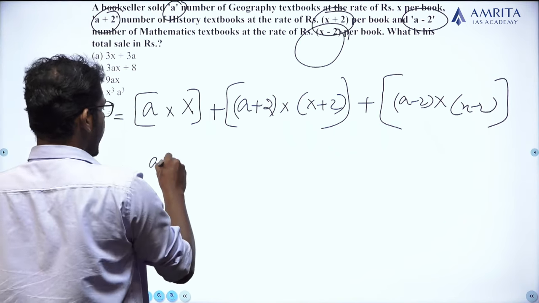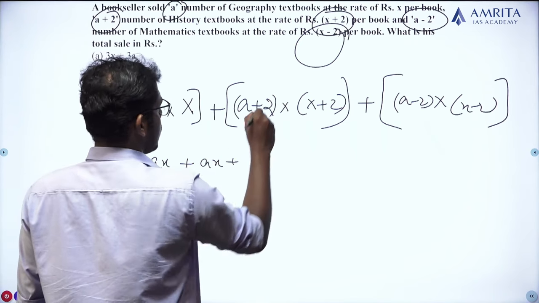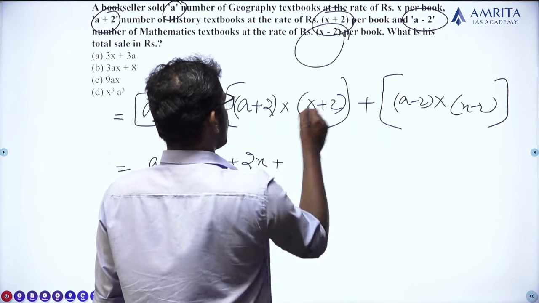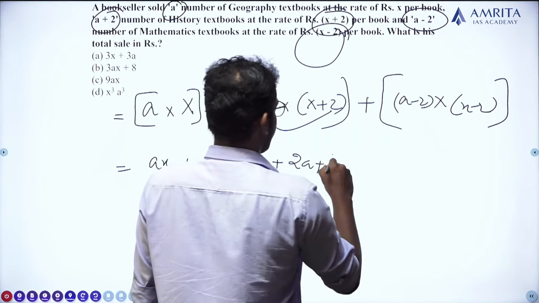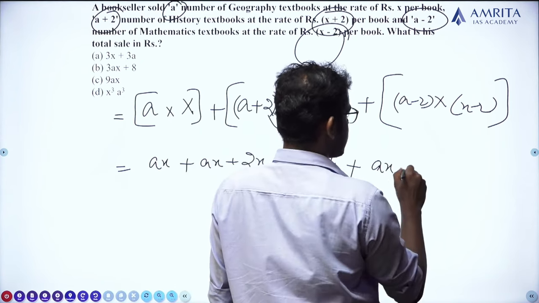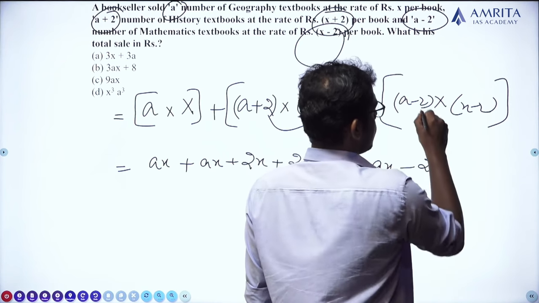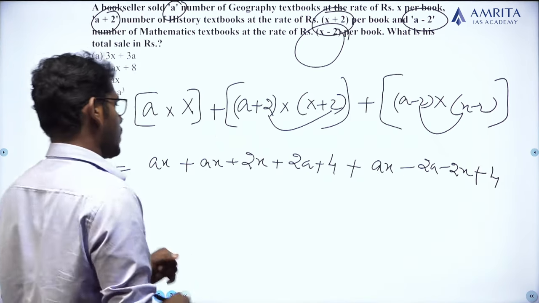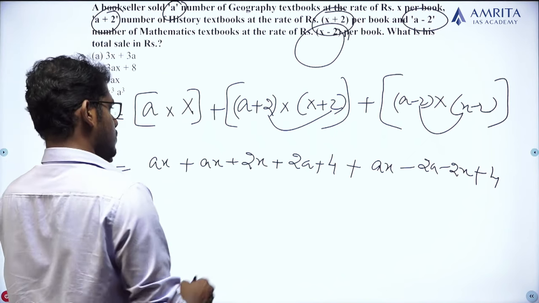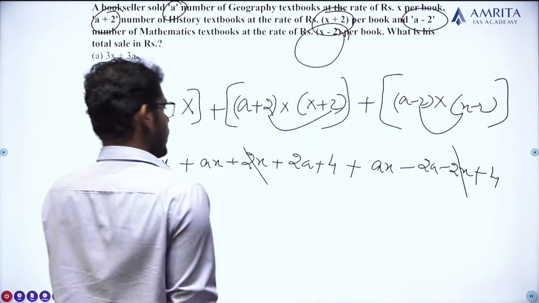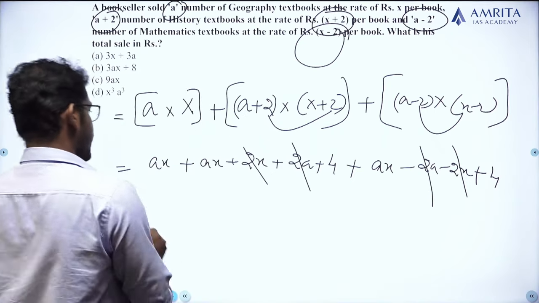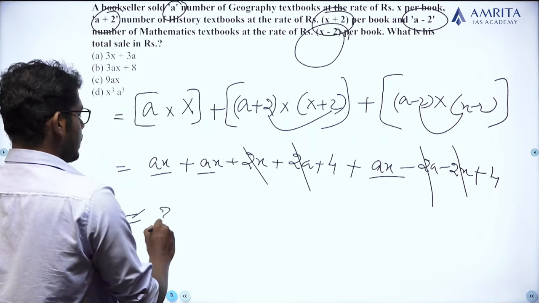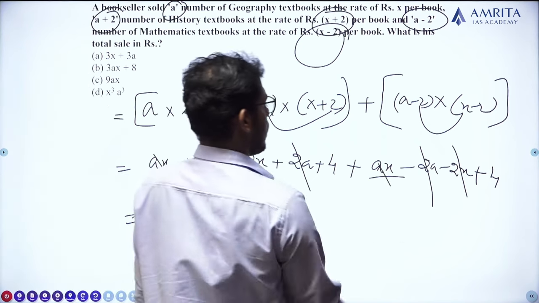So a into x is ax, plus 2 into x is 2x, plus a into 2 is 2a, plus 2 into 2 is 4, plus ax, minus 2 into a is 2a, minus 2 into x is 2x, plus 2 into 2 is 4, and minus 2 minus 2 becomes plus 4. Clear? Here comes plus 2x, minus 2x, plus 2a, minus 2a. So ax plus ax plus ax gives 3ax.